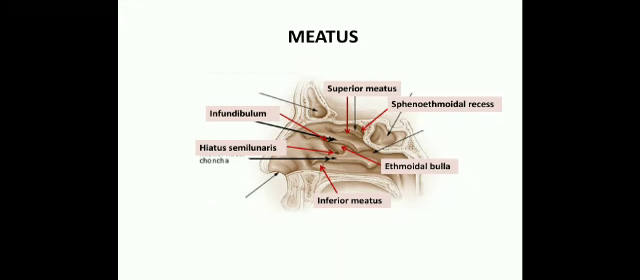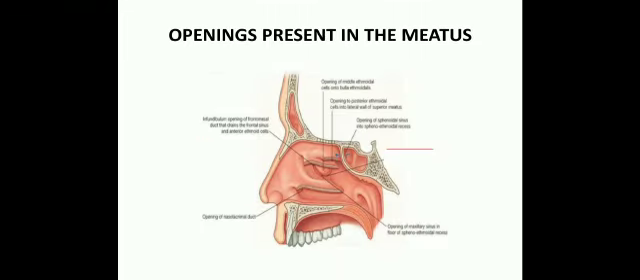Usually, structures open into these meatuses. So, we will see them one by one. The nasolacrimal duct opens into the inferior meatus, and it is guarded by the lacrimal fold or Hasner's valve.